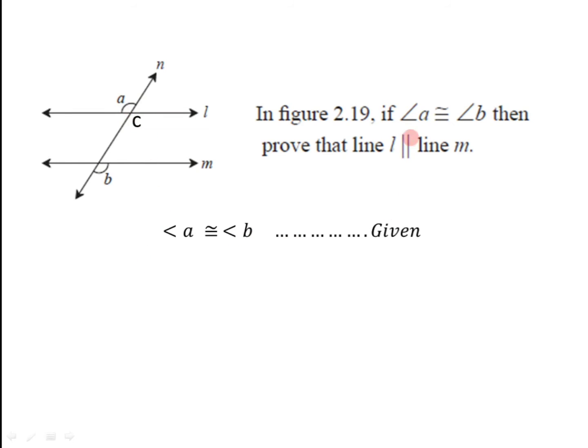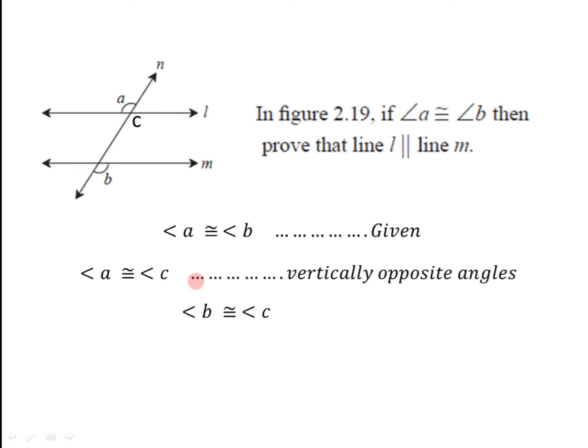So we'll start with the given, angle A is congruent to angle B, which is given, and angle A and angle C, these are the vertically opposite angles, so they must also be congruent. So angle A is congruent to angle C. Now if you consider these two statements, we have the left hand sides equal, so the right hand sides must be equal. The right hand sides are angle B and angle C. That's why angle B is congruent to angle C from these two.